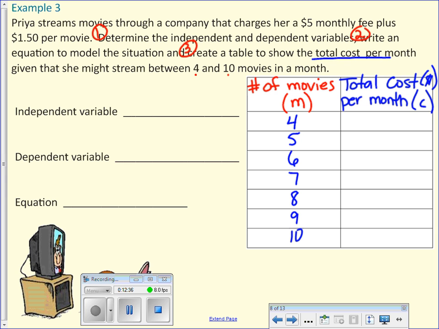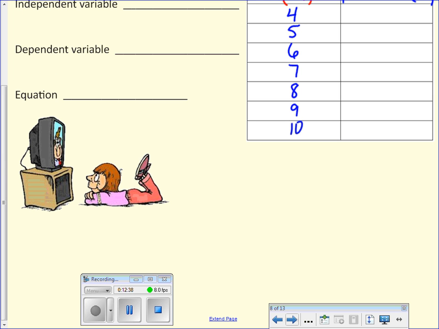So let's think about this. I'm going to extend this a minute. It's $5 for the month, just to rent the channel or get the program, the app, whatever you want to call it. But then we have to add on to that, it's $1.50 per movie. So if we watched 4 movies, it's $1.50 per movie. Per means to multiply. So order of operations, what's 1.50 times 4?